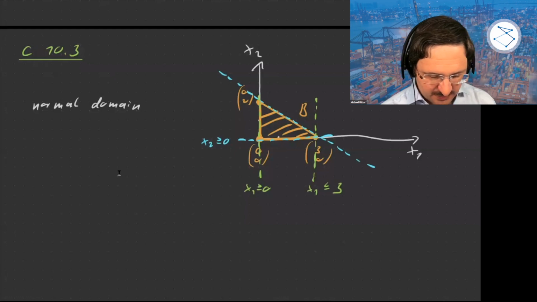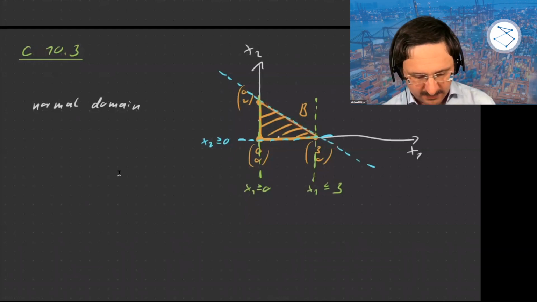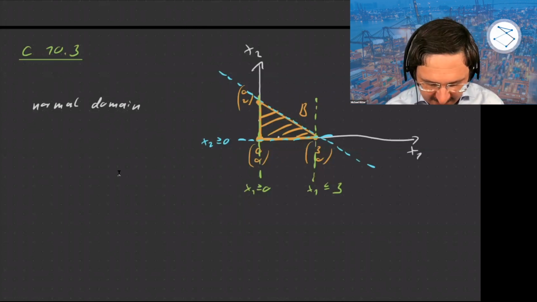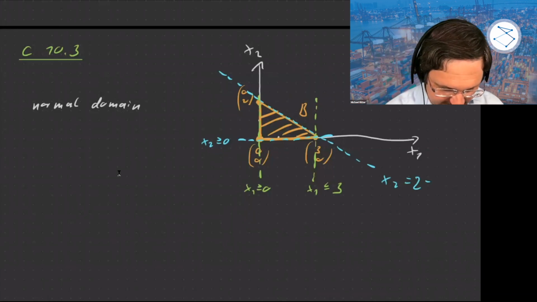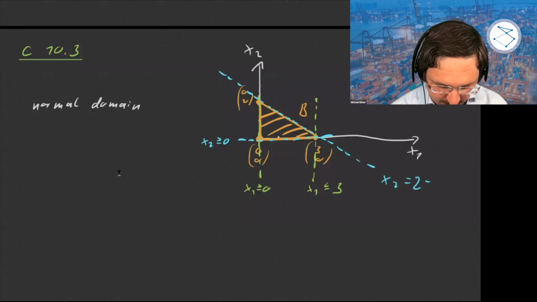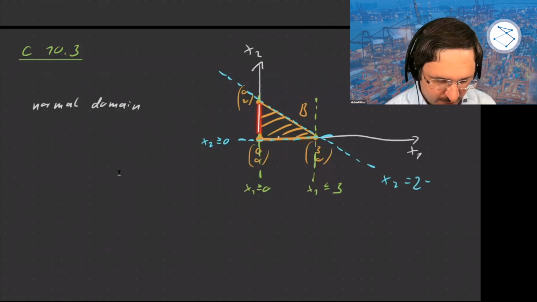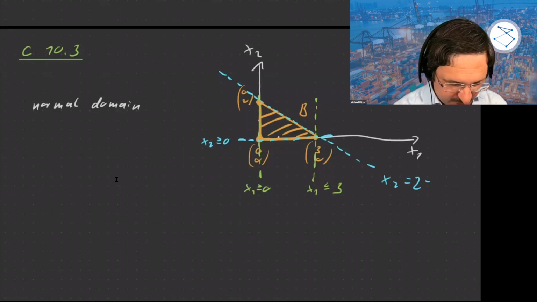And of course, that means we need an equation that describes this line here. And that's easy to get. So the equation for that line would be, well, x2 can be described as 2 minus, and then let's see, what's the slope of this line here? Well, here's a difference in x of 3 and a difference in y of 2. So the slope of that line is 2 over 3.